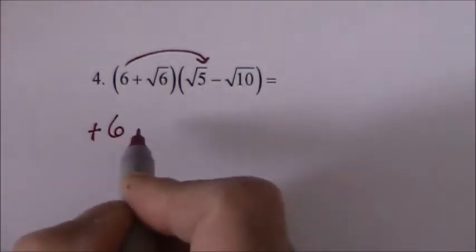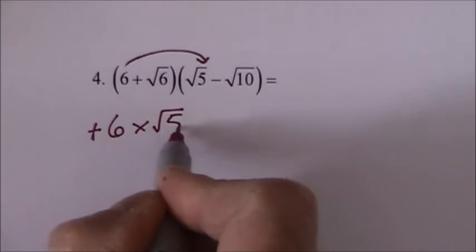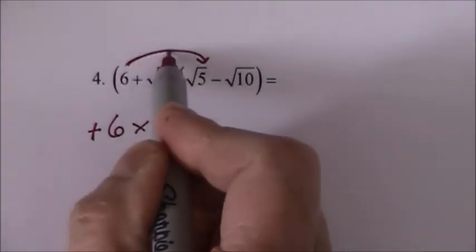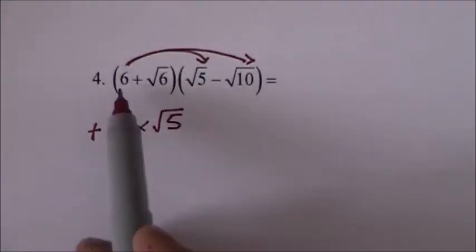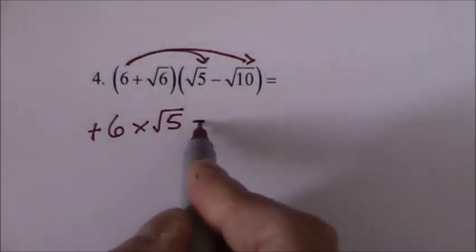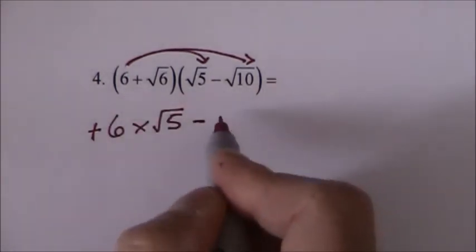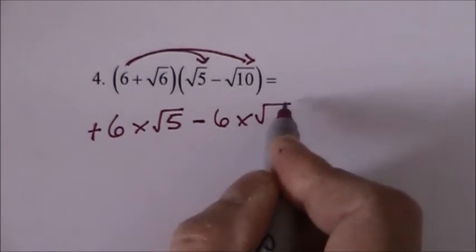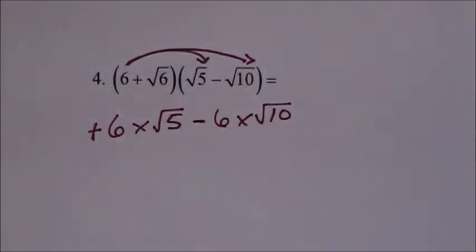So we've got 6 times square root of 5. And then we're going to multiply these 2 together. Positive times a negative is a negative. 6 times square root 10. So 6 has now multiplied everybody in the second set of brackets. So it's done, and we can move on to the square root of 6.